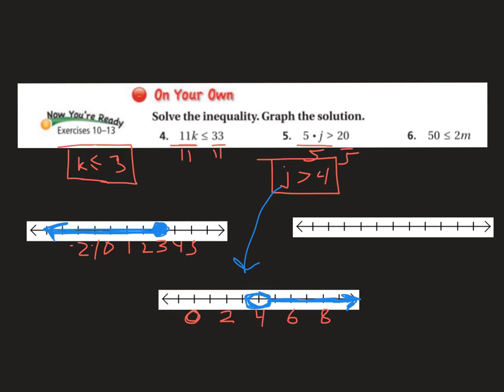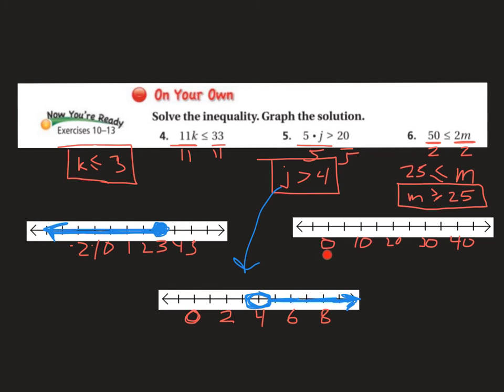Let's go on to our last one here. We have 50 is less than or equal to 2 times m. So we want to get rid of this 2. We're multiplying m by 2, so we're going to divide by 2 here. When we divide by 2, we get rid of that 2, and we're left with m on this side. 50 divided by 2 is 25. So we're going to get 25 is less than or equal to m. I like to have my m in front, so I'm just going to turn this whole thing around and say m is greater than or equal to 25.